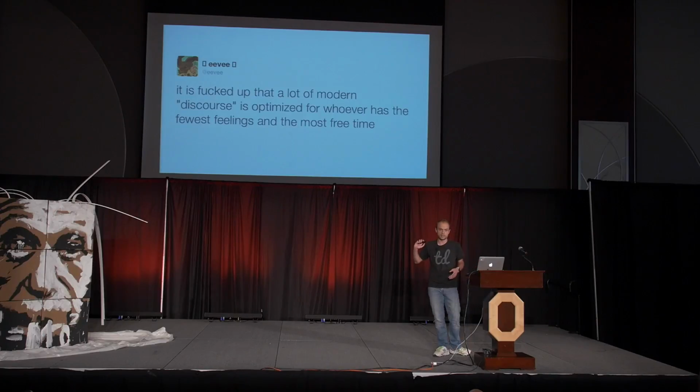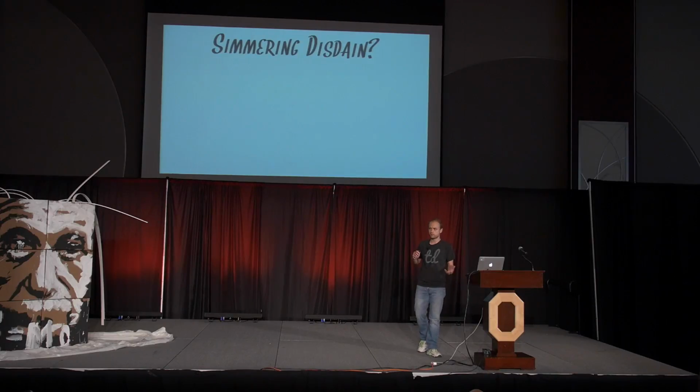Evie had a really, I think, clever and sadly too true of a tweet. It's messed up that a lot of modern discourse seems to be optimized for whoever has the fewest feelings and the most free time. I think that's a really good summary of what open source feels like as a maintainer. So if there's ever uncertainty or ambiguity, and maybe that leads to disagreement between people in open source, or a simmering disdain, and this is just as true for remote distributed teams as it is for open source, I think it's really important for us to ask, how are we communicating? Because honestly, in those situations, email is probably not the smartest medium to communicate via.